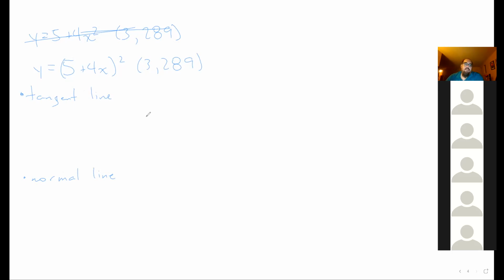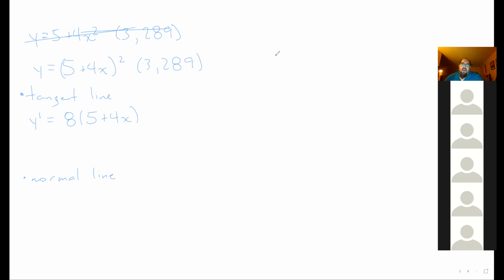Would you start by finding the derivative of the equation? Yep. So what's that derivative going to be? Well, I use the chain rule. I think it's just 8 times 5 plus 4x, with 5 plus 4x in parentheses. Yep. If not everyone here knows the chain rule, that's fine. We'll get into it after the test.